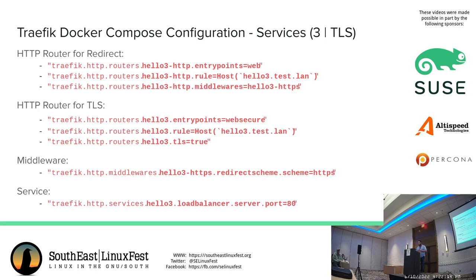And the third line of that first item gives the name of a middleware to use on matching requests. So we've got hello3-https for the middleware that we're going to apply to that route. And again, that's coming in on hello3.test.lan. For the next section here, this is a router matching the web secure entry point. So that's port 443 that are defined in the YAML config. We'll get to that in a second again. We also have the same hello3.test.lan host, and we've set TLS to true here on that third line of the section.